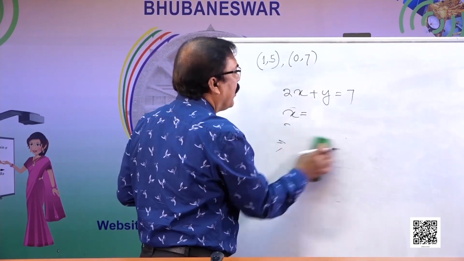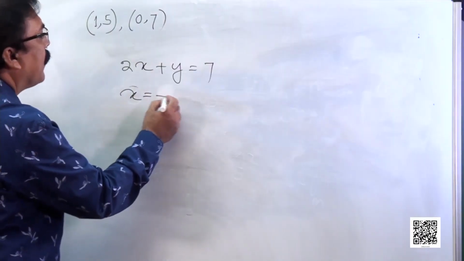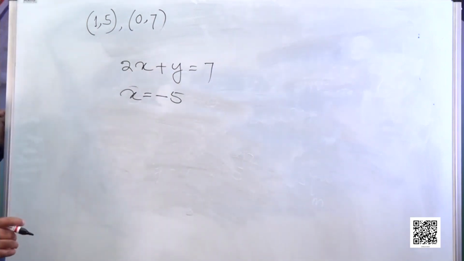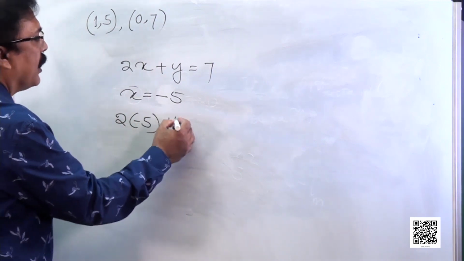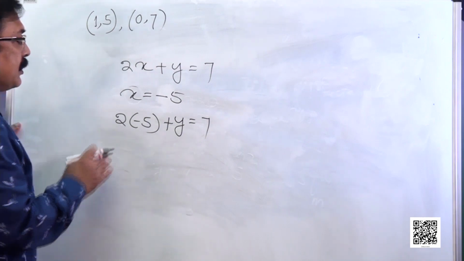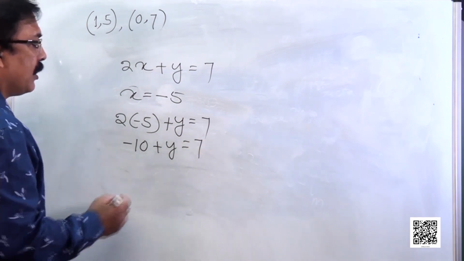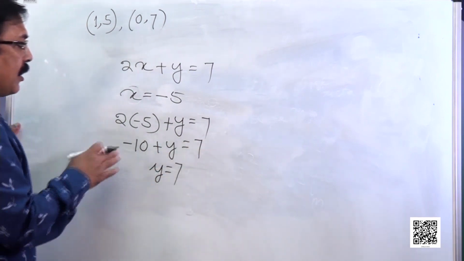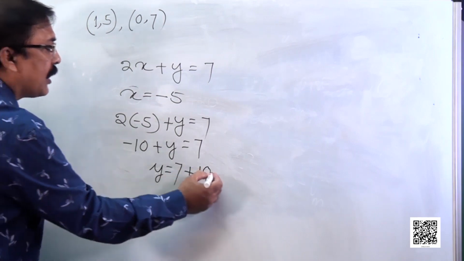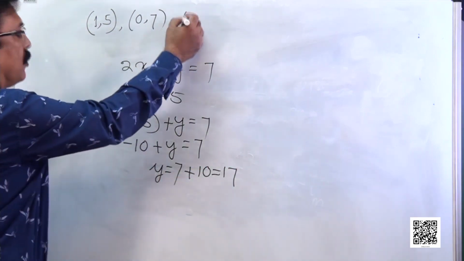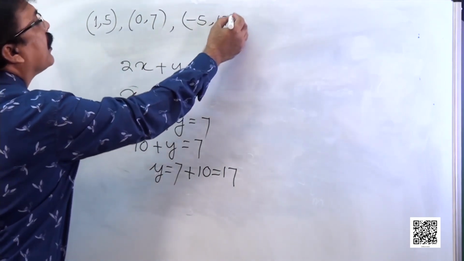If we put the value of x as, say, minus 5, then what will be the result? 2 into minus 5 plus y is equal to 7. So 2 into minus 5 gives minus 10 plus y is equal to 7. So y is equal to 7, minus 10 comes to the right side with plus 10. So that gives 17. So another solution is (-5, 17).